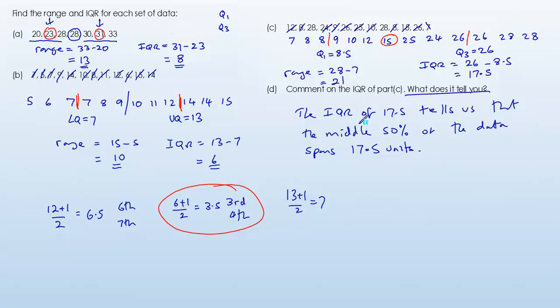Now we could go further, I'm not necessarily going to write it out, but the range is 21 and the interquartile range 17.5. So there's not a big difference between the two, and that would suggest to us that there aren't any outliers in this data.